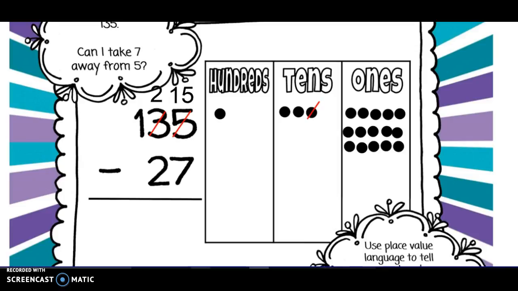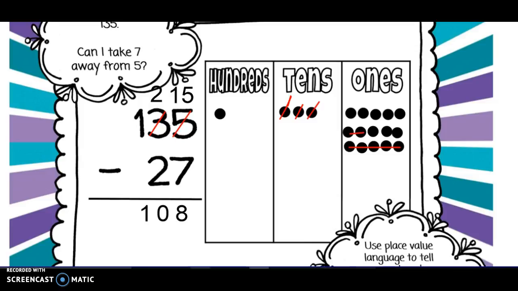When I decompose one of my tens, I can unbundle it into 10 ones. When I add those 10 ones to the ones place, that gives me a total of 15 ones. Now I only have 2 tens left in the tens place. Now I can ask myself, can I take 7 ones out of the ones place? And my answer is yes. When I take 7 ones from the ones place, that leaves me with 8 ones.